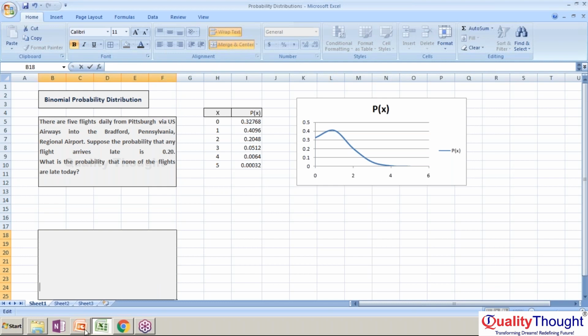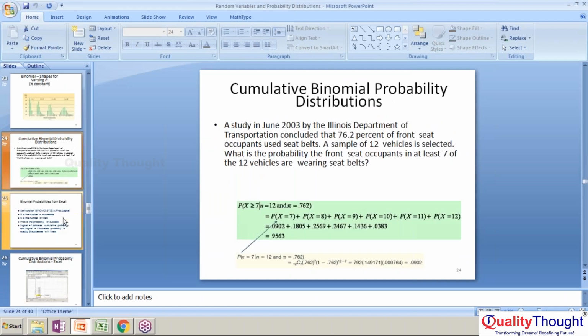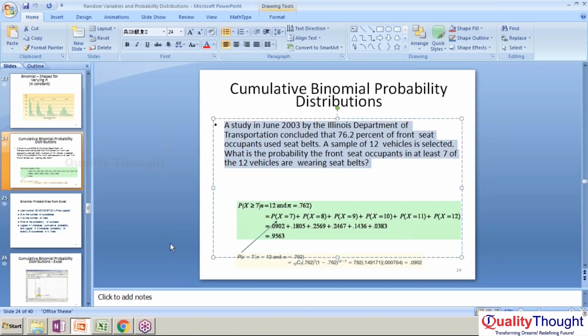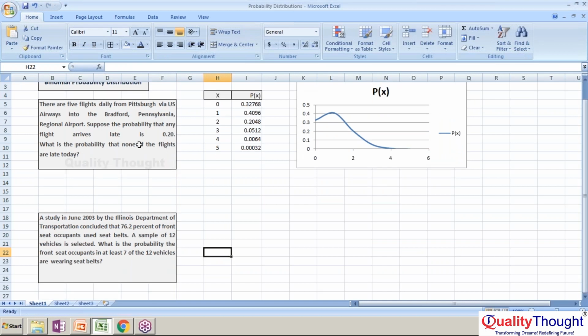I have one more example here. Let me get that example out. Here it is. Let me just copy and paste it here. So for this example, let us study this example. A study in June 2013, it says, by the Illinois Department of Transportation.